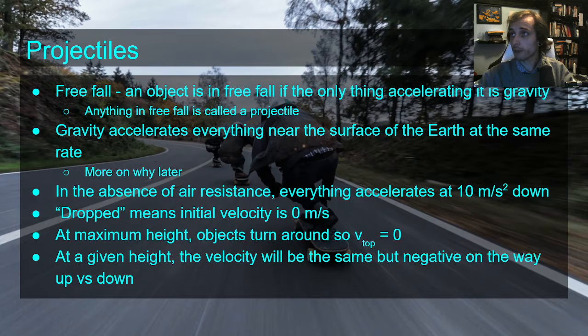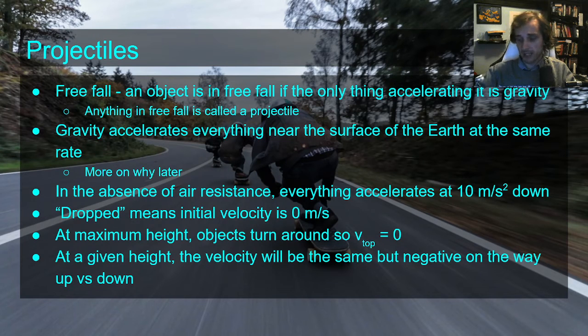If you see the word dropped, that's going to mean your initial velocity for the problem is 0, because it's starting from rest, then you let go, then it starts moving. When you see lands, don't set that velocity equal to 0. They're asking you to figure out how fast it'll be going when it hits the ground.